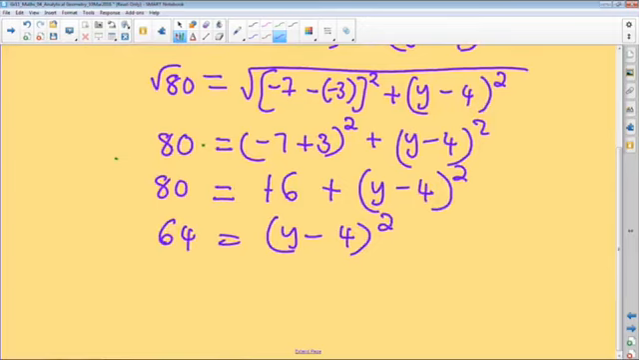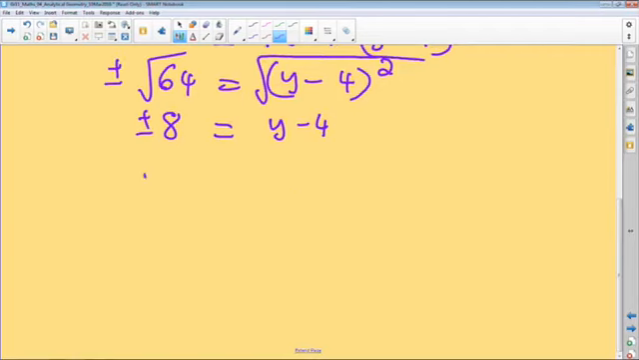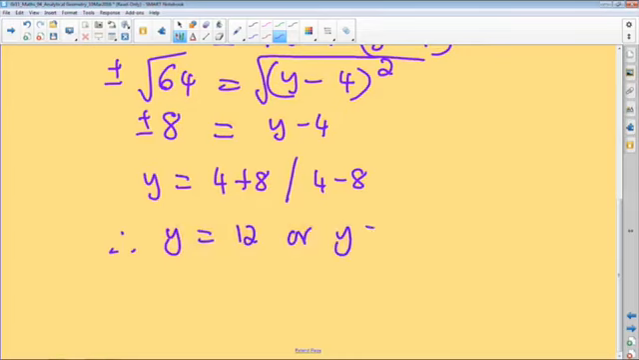Now remember, when you square root on both sides, you are giving a square root yourself, so it's going to be plus or minus. So this will be your square root, so that's plus or minus. And some of you will just take it and use the difference of two squares. So the plus or minus root 64 is plus or minus 8 equals y minus 4. So it means that our y is 4 plus 8 or 4 minus 8. Therefore, your conclusion would be y is 12 or y is negative 4.